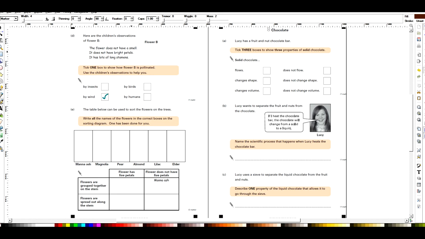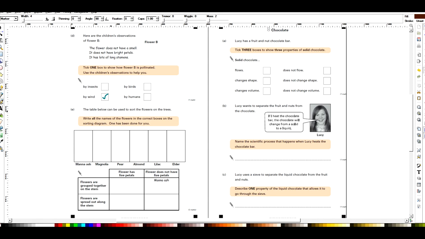Why is that? Because it's not attracting any insects. It hasn't got a smell. It's not brightly colored. Plants with smell or bright colors are attracted by little insects. What is pollination? Pollination is when they get the pollen, and it has to go to another part, as part of the reproduction cycle. The wind helps the pollen to move from one part of the plant to another part of the plant.